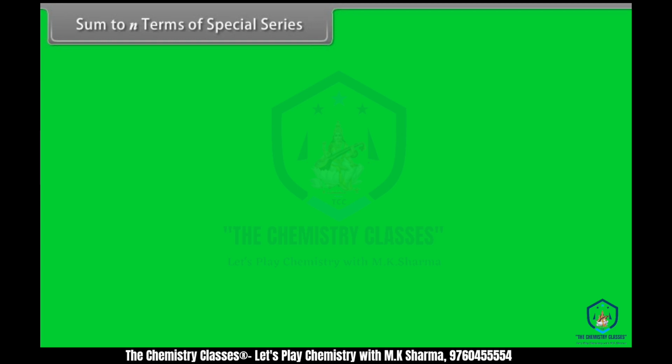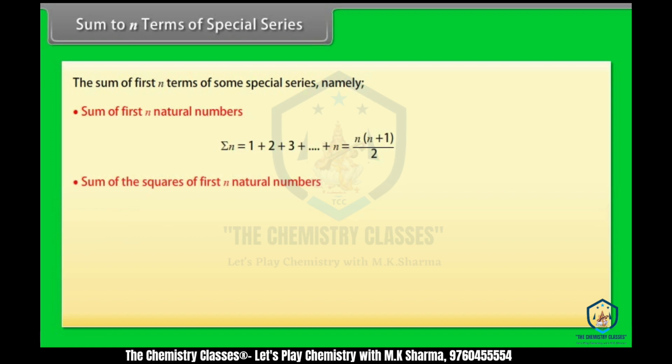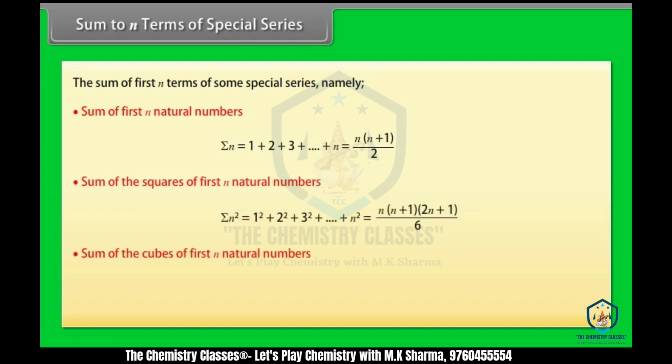Sum to n terms of special series. The sum of first n terms of some special series, namely sum of the first n natural numbers, sum of the squares of the first n natural numbers, sum of the cubes of first n natural numbers.